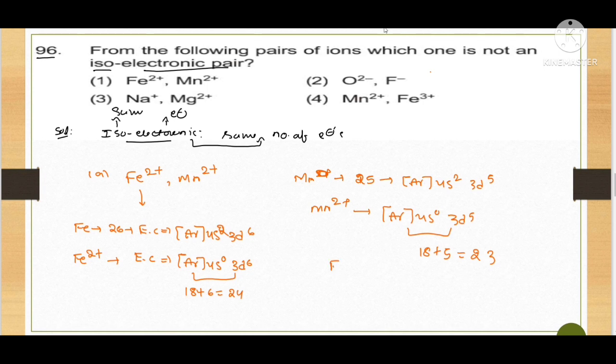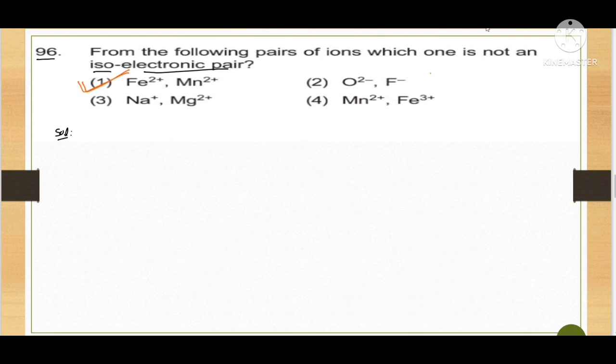Here the number of electrons in Fe2+ is 24, and the number of electrons in Mn2+ is 23. So the Fe2+ and Mn2+ pair does not obey isoelectronic. Why? Because they do not have the same number of electrons. Fe2+ has 24 electrons, while Mn2+ has 23 electrons. That's why it does not obey the isoelectronic pair. That's why A is our correct answer.